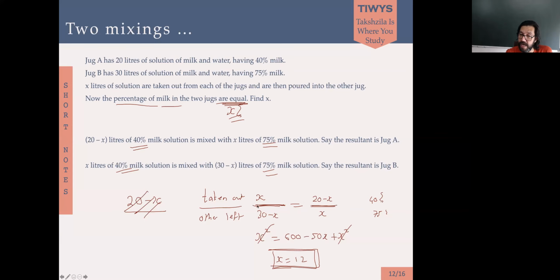When I write this, I know that visual way. What is that visual way? This is mixed with this, this is mixed with this. So this side is 40%, this side is 75%. X is mixed with what? 30 minus x. And what is the 40% part? The 40% part is 20 minus x mixed with x. Hope you get that. So whichever way, just remember to keep the same sides, numerator, denominator same.